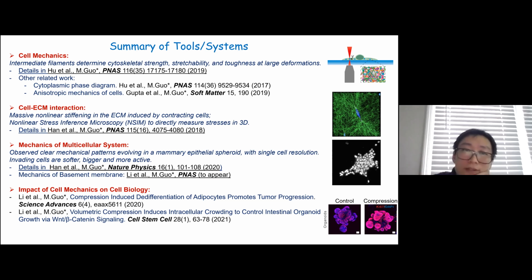But over time, you can see some of the signaling pathways start to be upregulated. That could contribute as well.